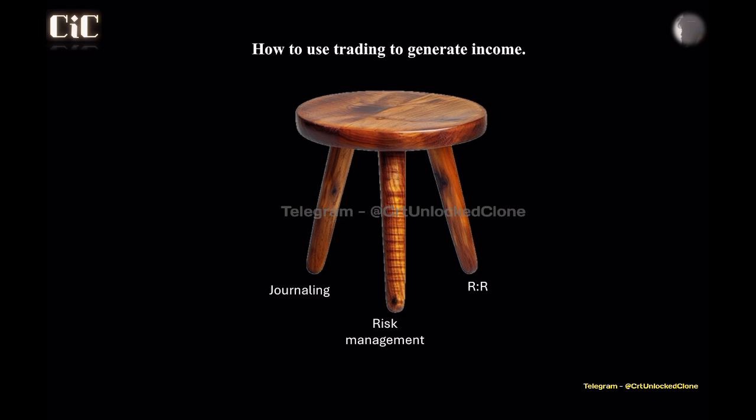How to use trading to generate income, by understanding the three most important parts of execution, which is journaling, risk management, and risk to reward. All right?